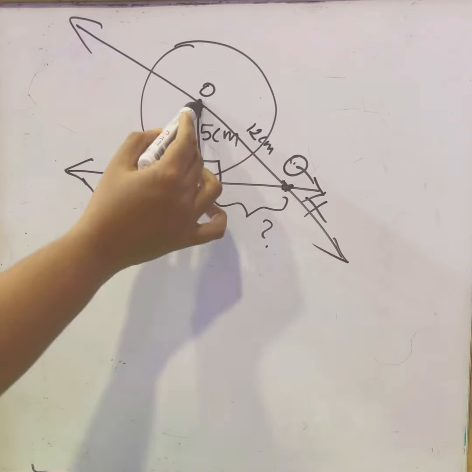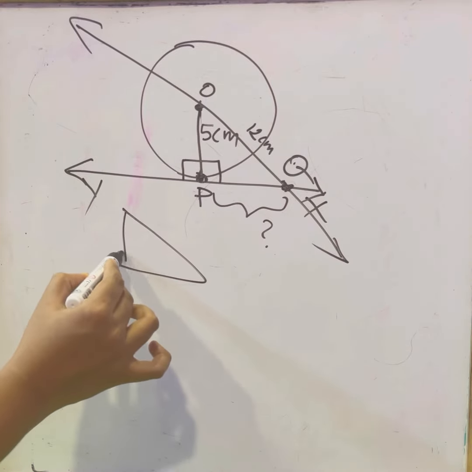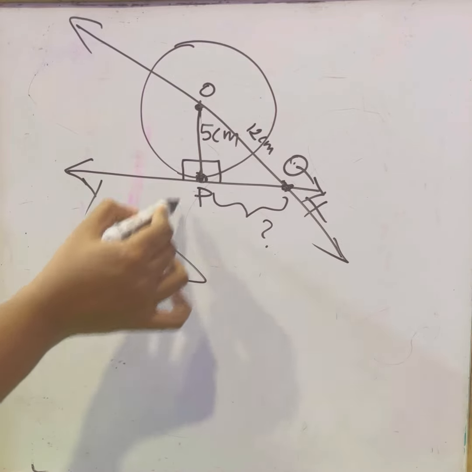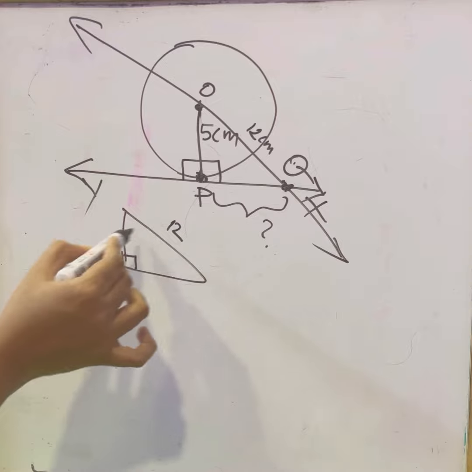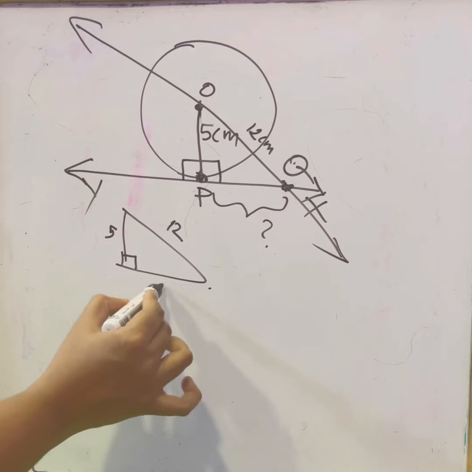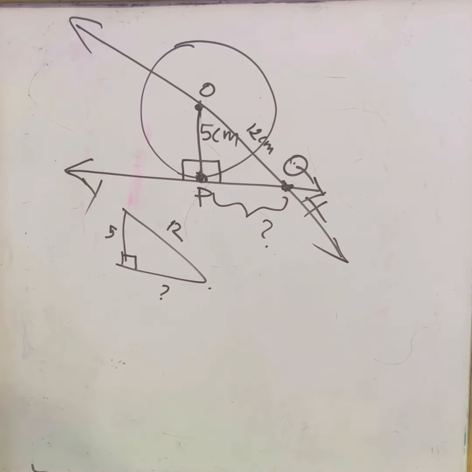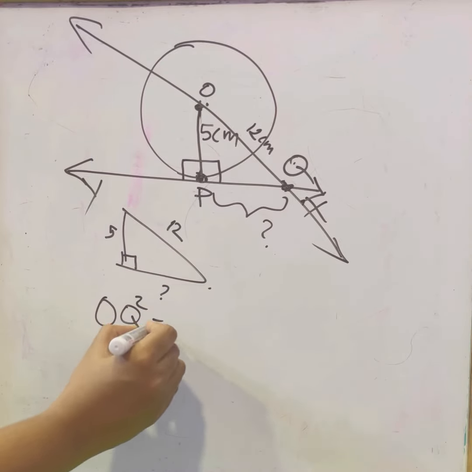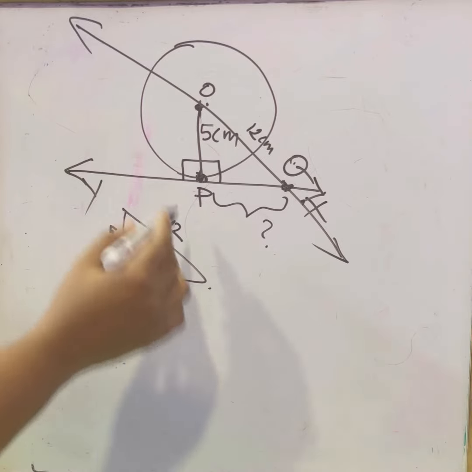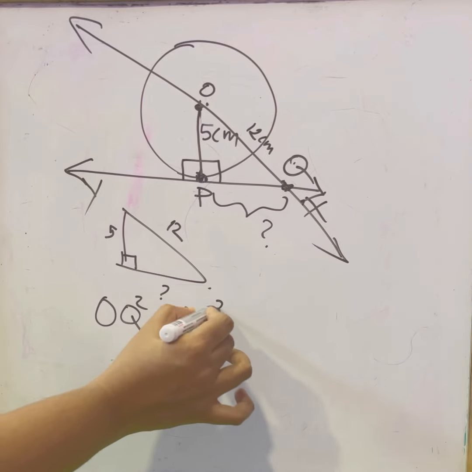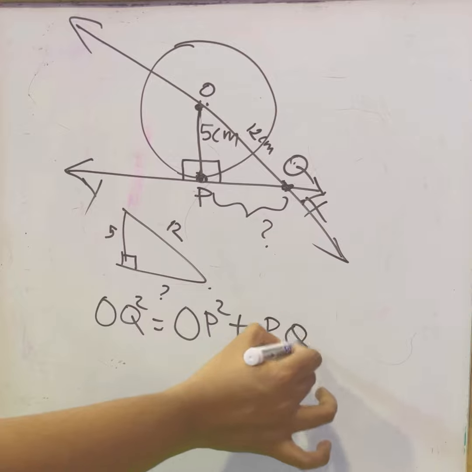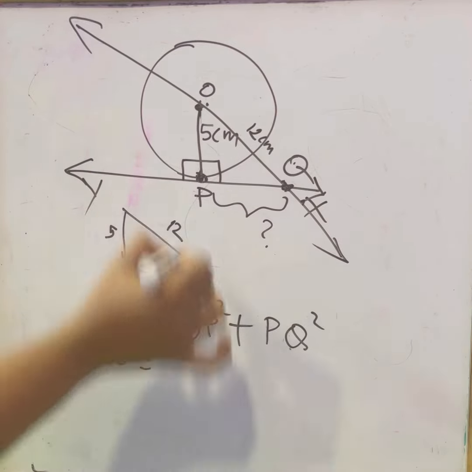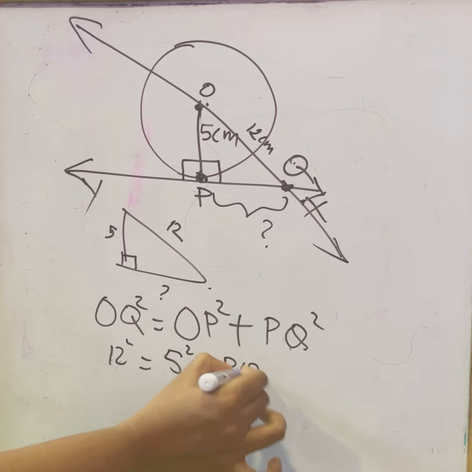So you can see a right triangle here. Here we know it is 90 degrees according to theorem 10.1. Here the hypotenuse is 12, the height is 5, and you have to find out the base. So applying the Pythagoras theorem, we know OQ square, that is hypotenuse square, is equal to base square plus height square. Here height square is OP square and base square is PQ square. So OQ square, that is 12 square, is equal to 5 square plus PQ square.